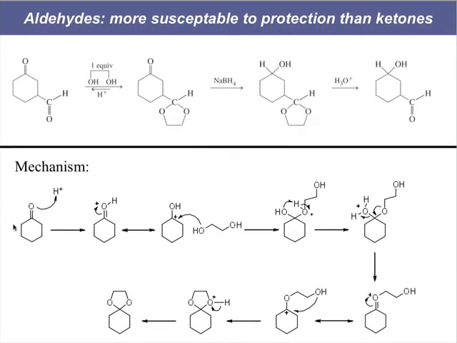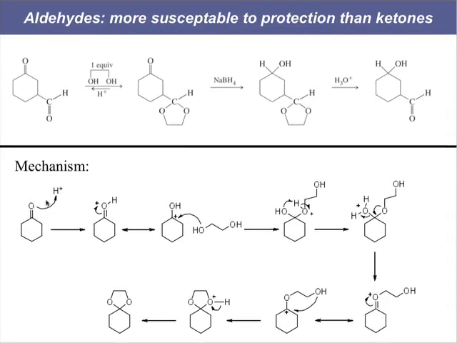It's a pretty straightforward mechanism. It involves first protonation of the carbonyl, in this case a ketone. That gets us a resonance stabilized ion, which, by the way, is the reason that carbonyls are readily protonated. The reason that the oxygen on these carbonyls is readily protonated is because when it is protonated, you end up with a positive charge on the O that can be delocalized onto the C. So we get a resonance stabilized carbocation.